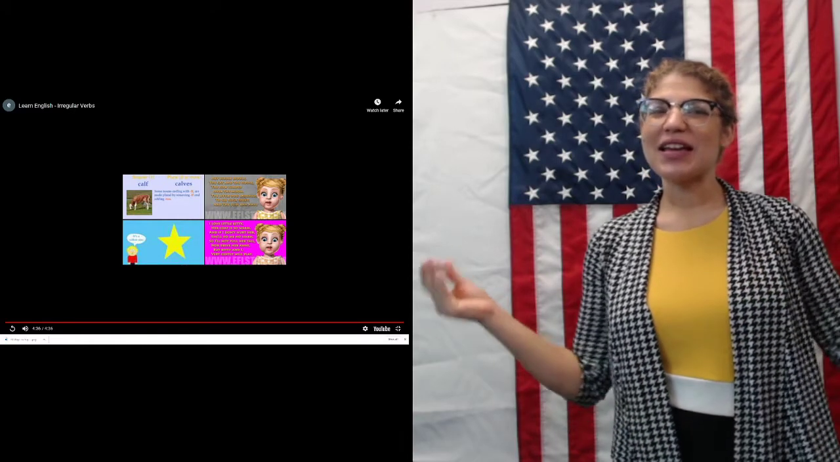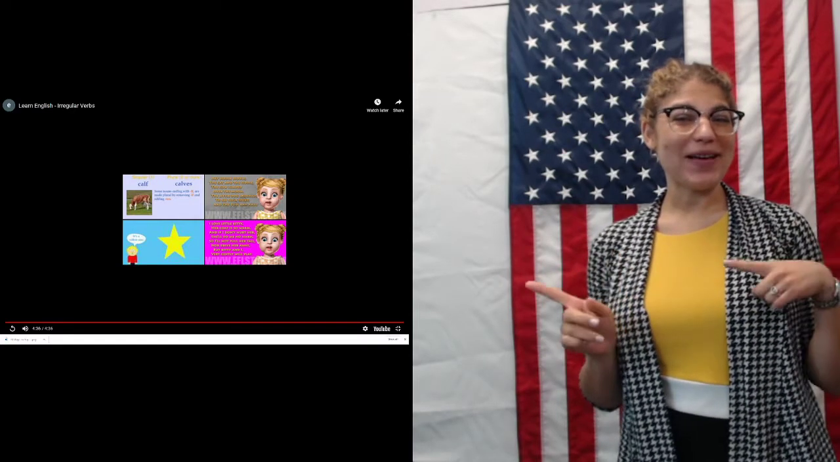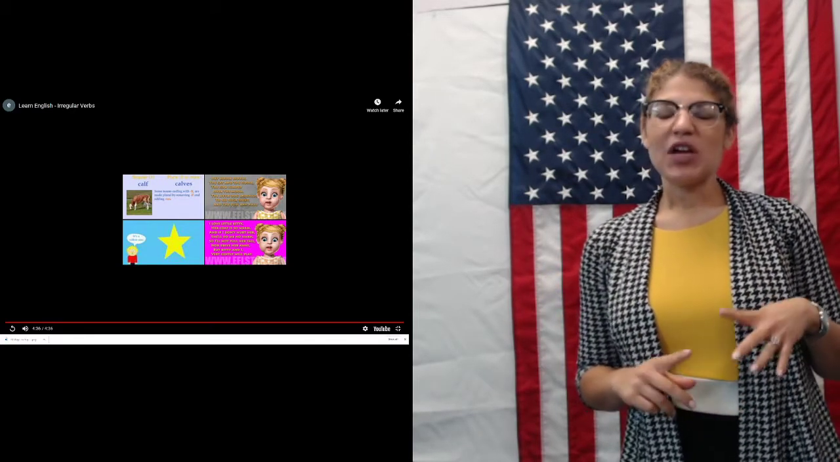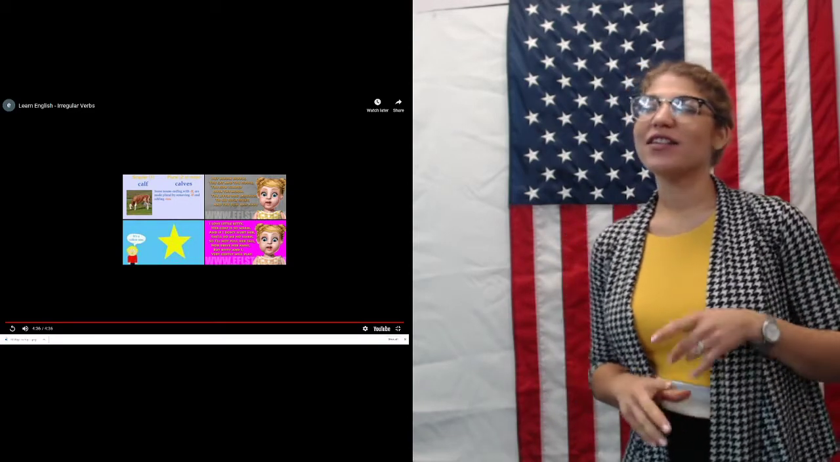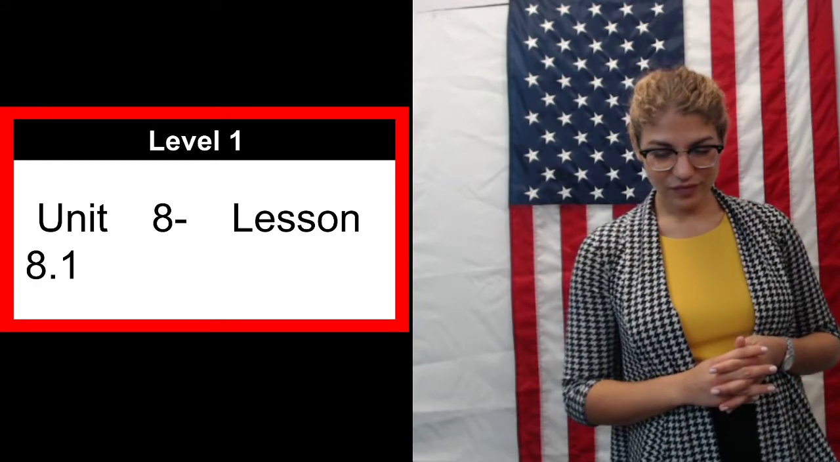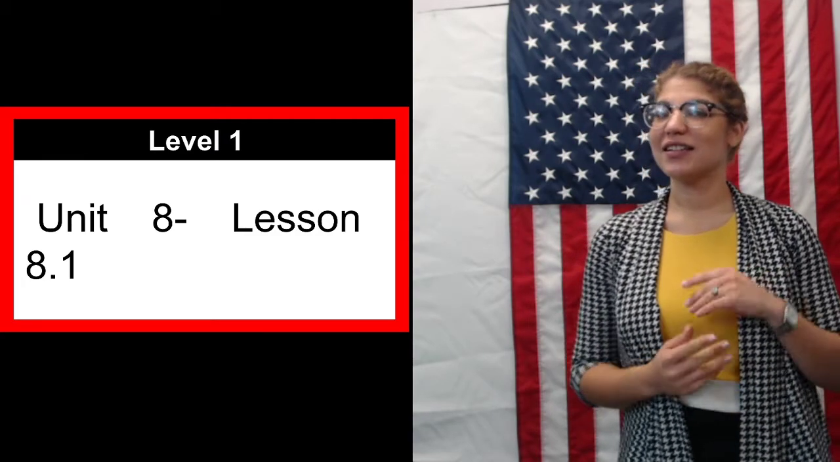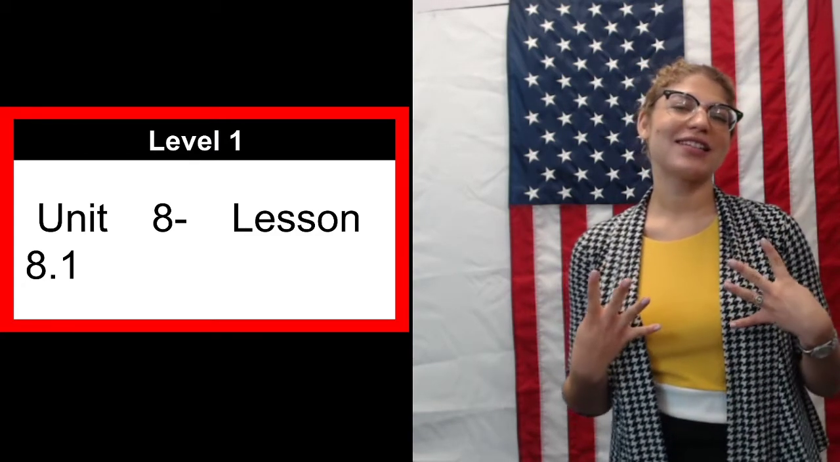All right, so now that we have practiced our irregular verbs, let's start with our PowerPoint. We are continuing with our level number 1, unit number 8, lesson number 1. We will review our conjugation of the verb to be and how to be works in English. So without further ado, let's look at level number 1, unit number 8, lesson number 1.